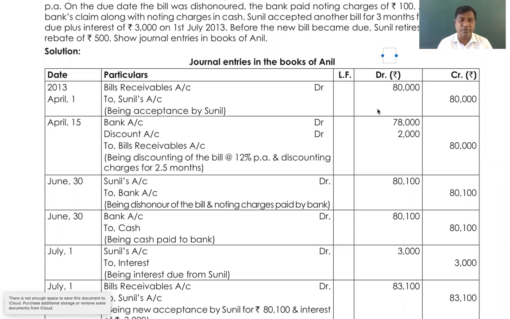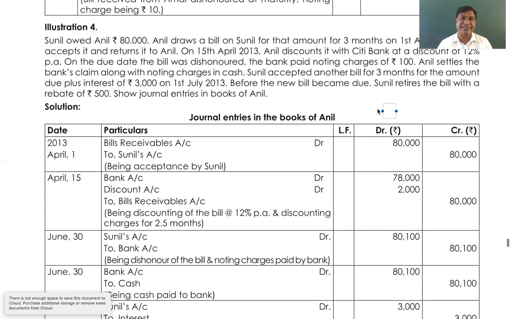Okay, who is Anil? Once again, Anil is a drawer. Anil is a creditor. Anil is the one who sold goods to Sunil, the drawee, on credit. Right? Next. Number 1. What's the first sentence? Sunil owes Anil 80,000.